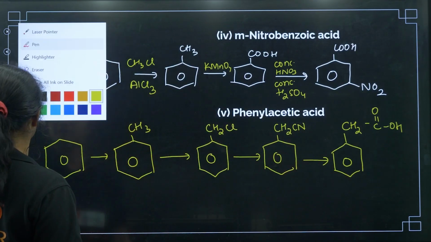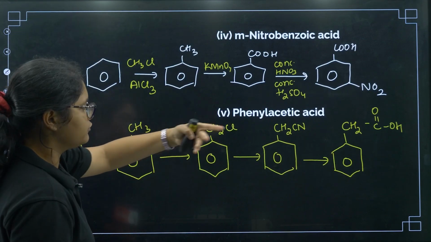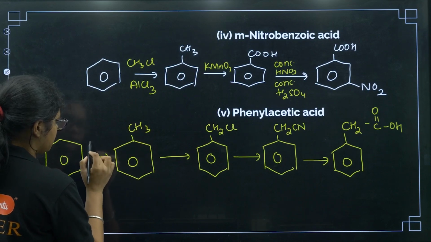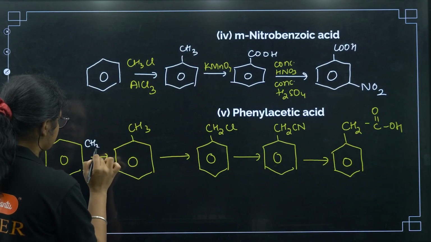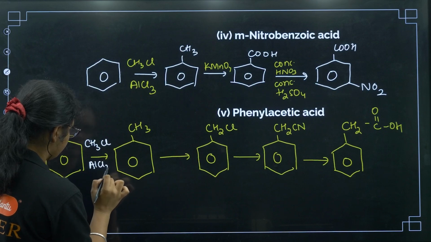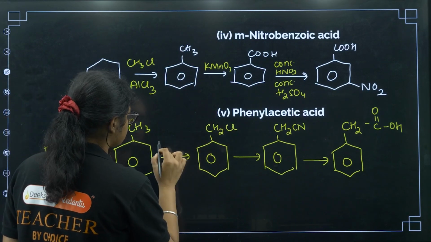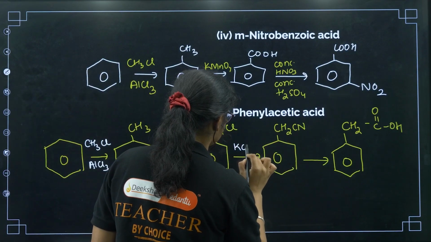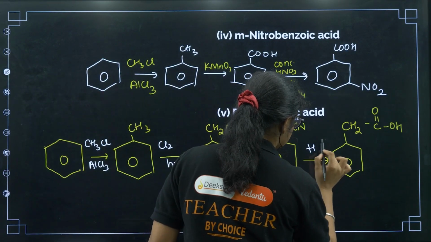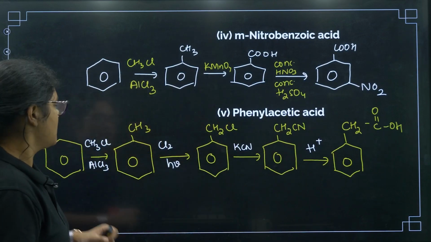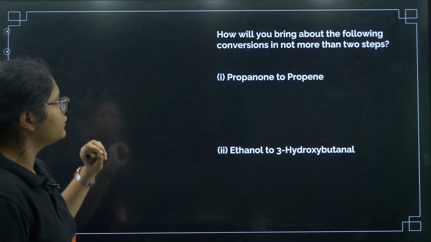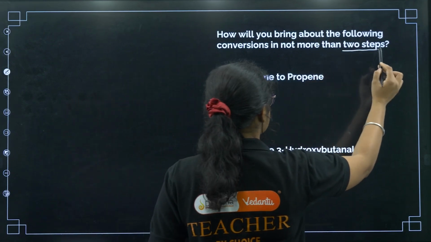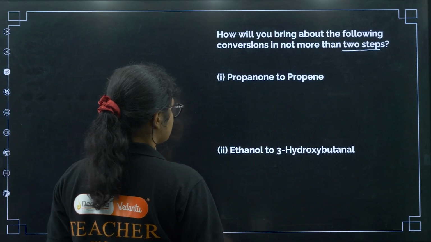I hope all of you would have got the answer now, because we have introduced one more carbon. What I can do here is, this is simple alkylation, so we will get CH3Cl AlCl3. Once this is done, to chlorinate you can just use Cl2, hv. Once you chlorinate, to get KCN, you can just use KCN, and to convert this one you can just use H plus, right. Okay, next question, how will you bring about the following conversions in not more than 2 steps? This is very important. You just have 2 steps to do these questions.